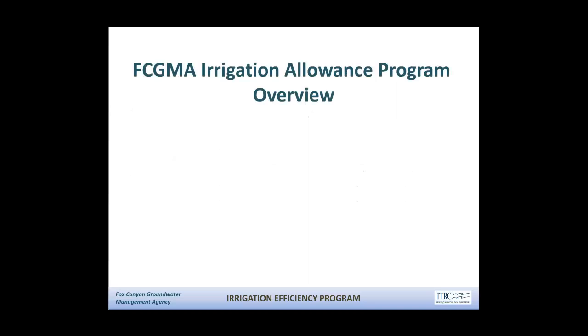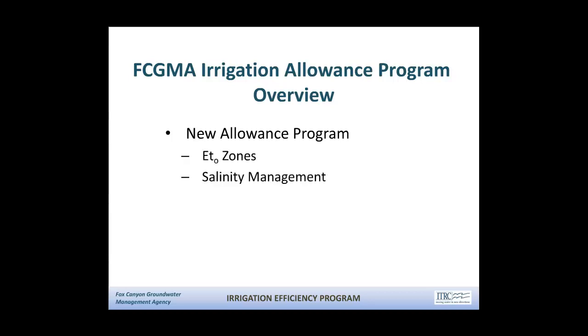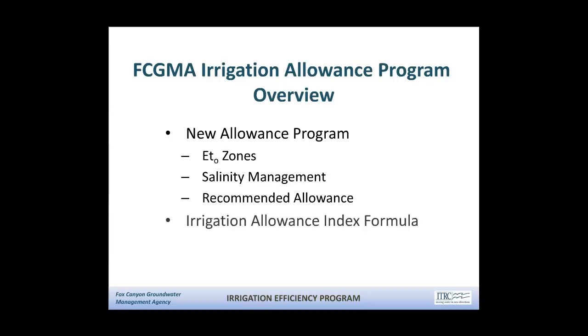This video has addressed several components of the new Irrigation Allowance Program, including the 3 ETo zones, salinity concerns that are accounted for in the calculations, and the table of recommended allowance values. The new Irrigation Allowance Index Formula was discussed, as well as the use of weather stations within the GMA.